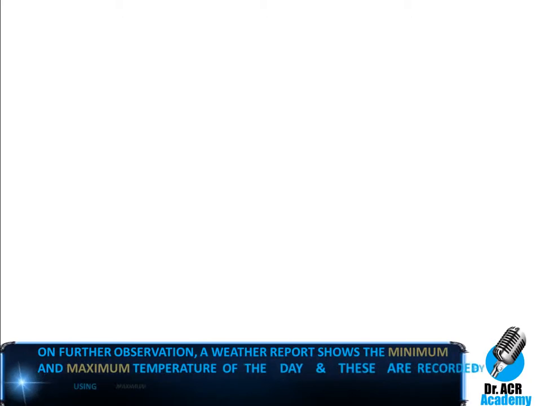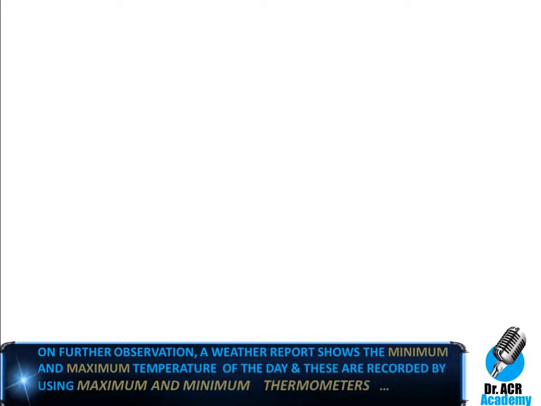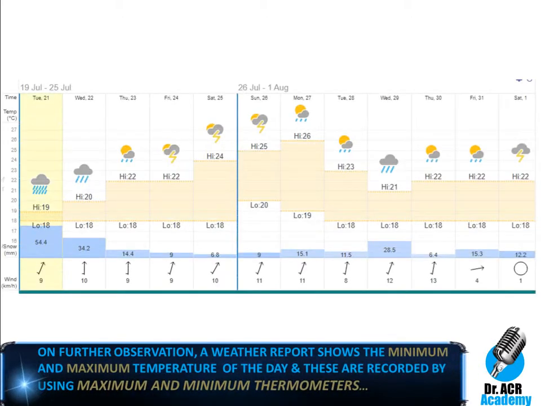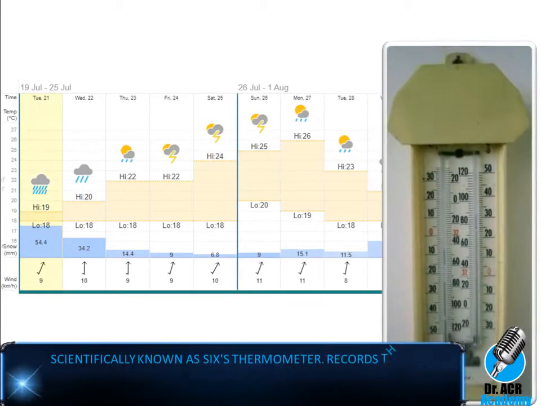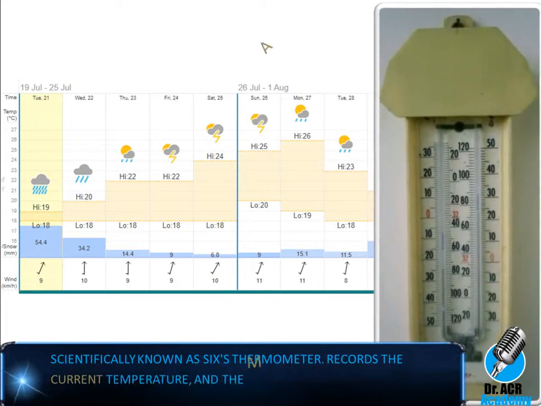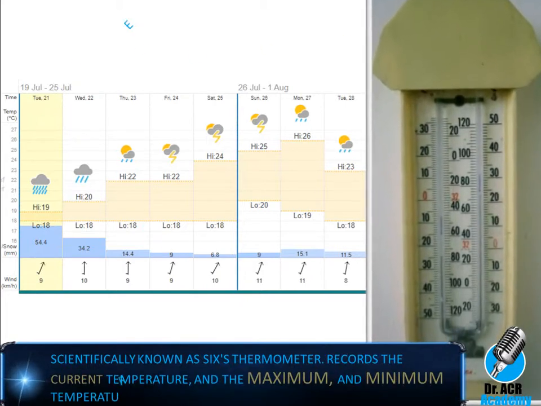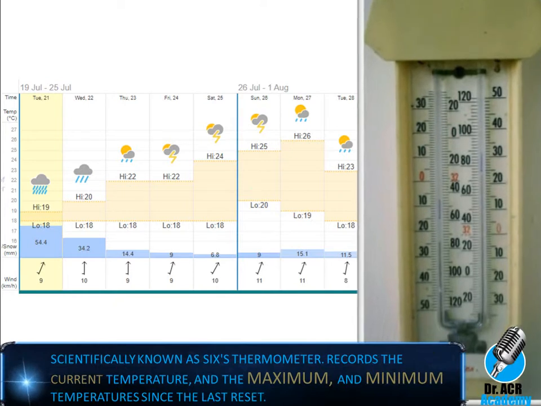On further observation, a weather report shows the minimum and maximum temperature recorded. These are recorded by using minimum and maximum thermometers, scientifically known as the Six's thermometer, which records the current temperature and the maximum and minimum temperatures since the last reset.